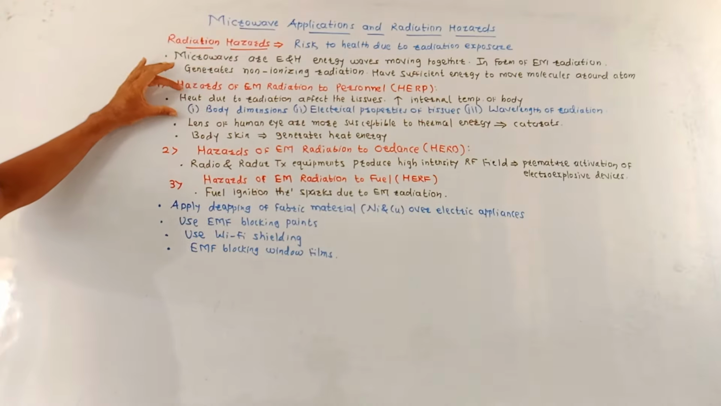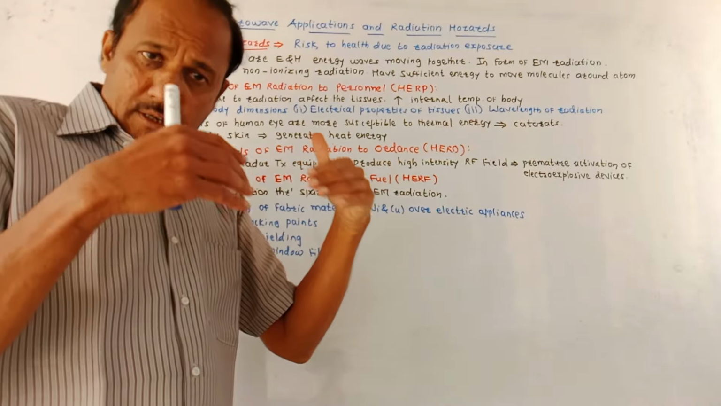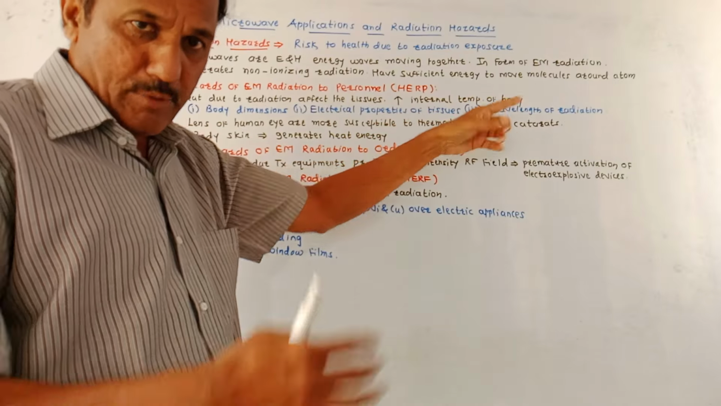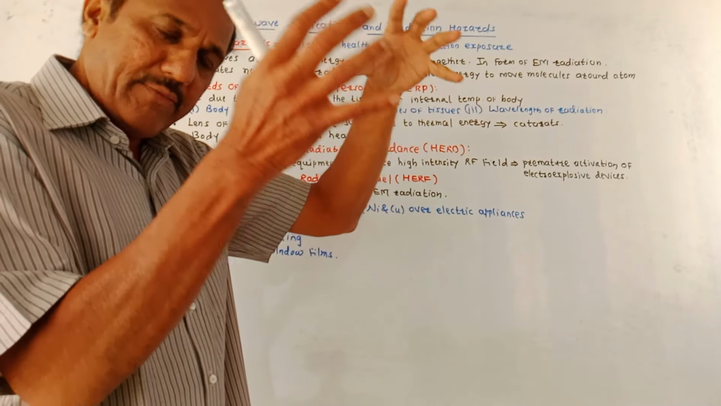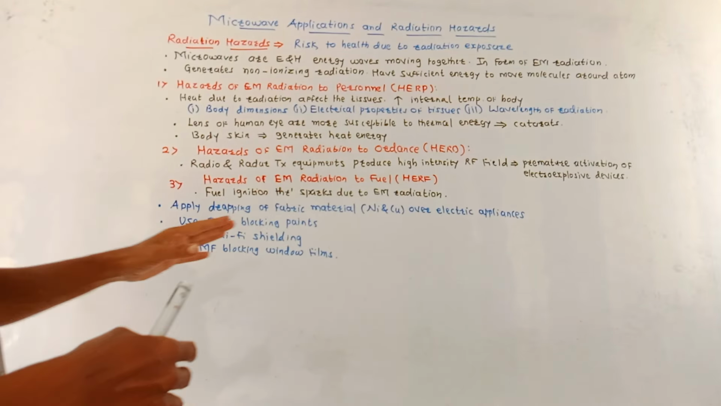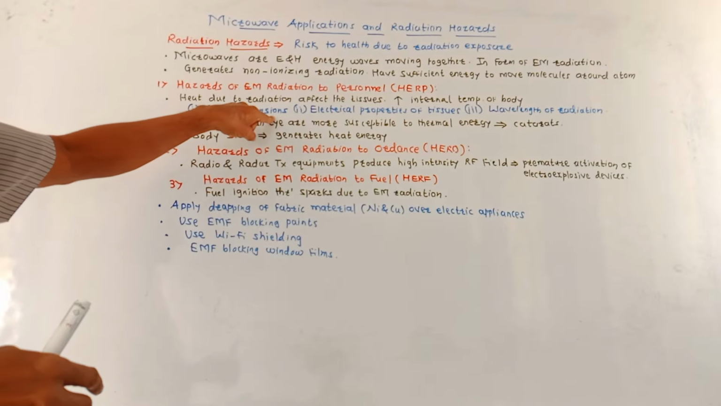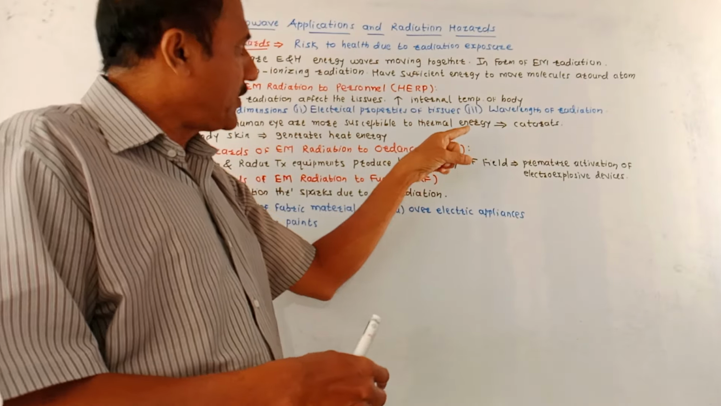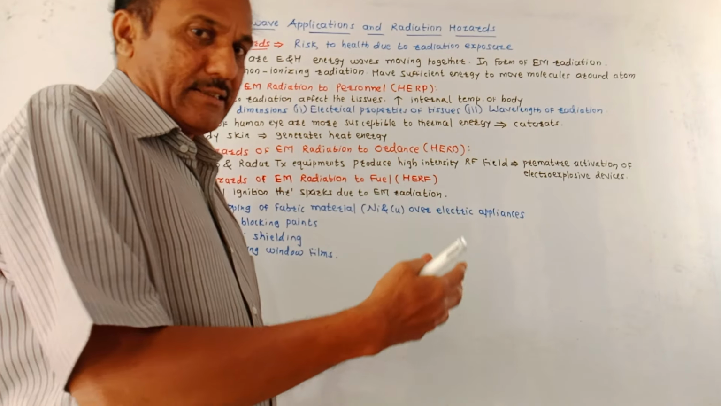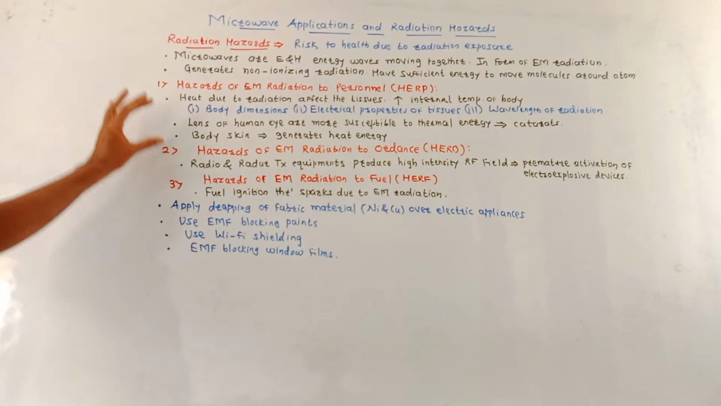The heat due to radiation basically affects the tissues. It causes an increase in the internal temperature of the body, because microwave radiation, whenever it is applied on the tissue, causes an increase in the internal temperature of the body. This effect depends on the dimensions of the body as well as the electrical properties of the tissues, and how much wavelength is available as far as this radiation is concerned.